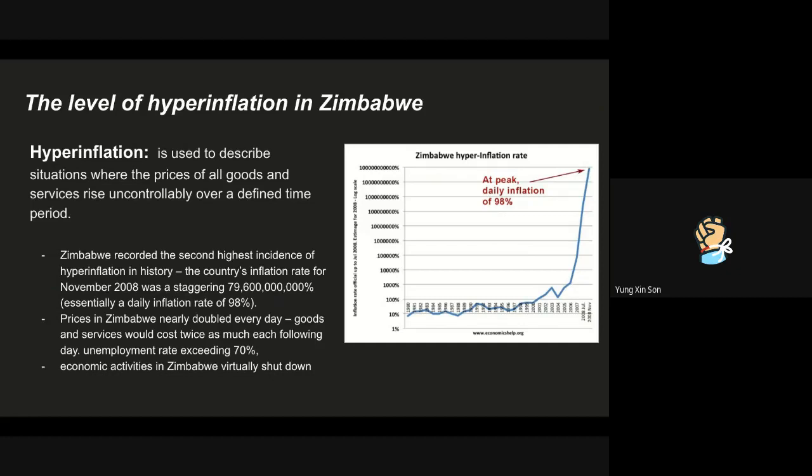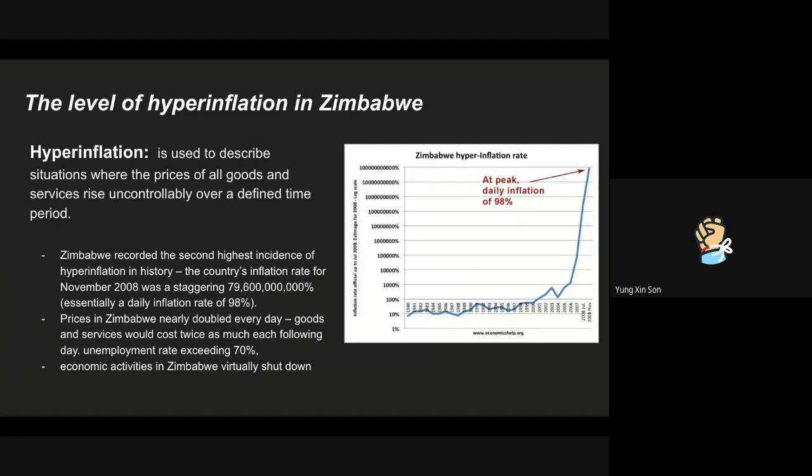Zimbabwe is a country that experienced significant hyperinflation, which began in the year 2007. The Zimbabwean dollar is no longer actively used as it was officially suspended by the government due to rapid hyperinflation. A decade ago, during a financial crisis, Zimbabwe recorded the second highest incidence of hyperinflation in their history.